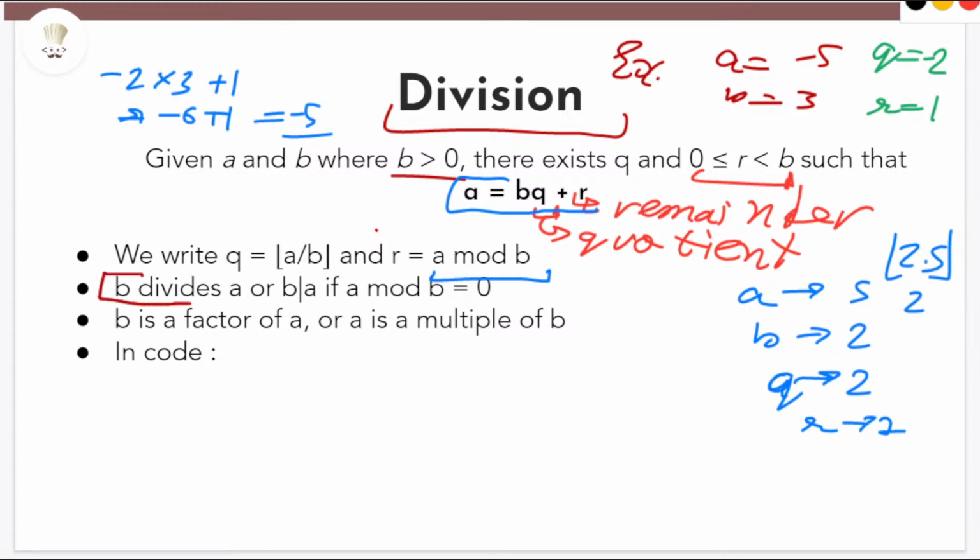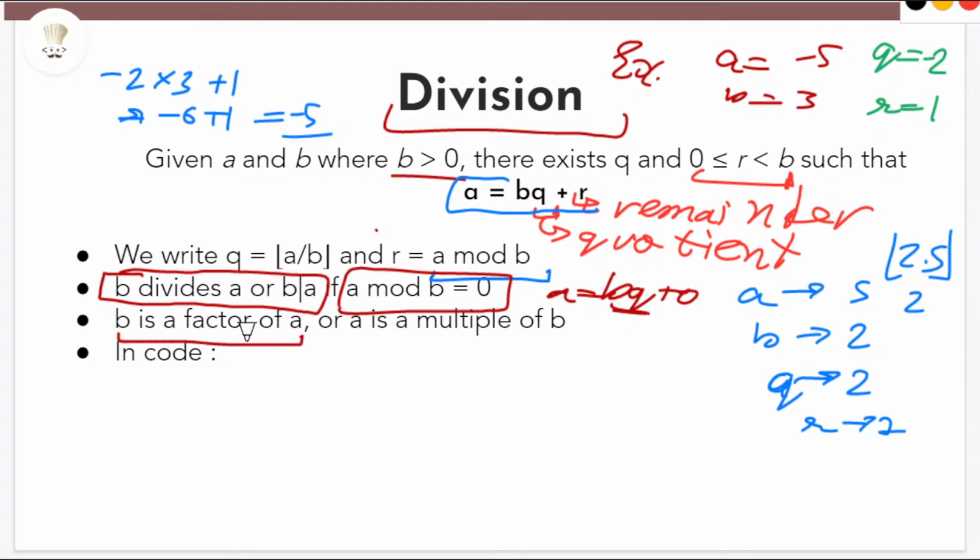We say that b divides a if a mod b is equal to 0, right? That is, a is equal to b times q plus 0, so there is some q such that multiplying q with b gets us a. Then we say b divides a, or b is a factor of a, or b is a divisor of a, or a is a multiple of b. There are multiple ways to write this, but basically what that means is b divides a.